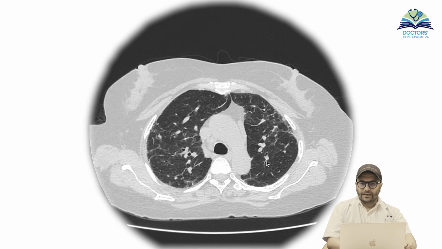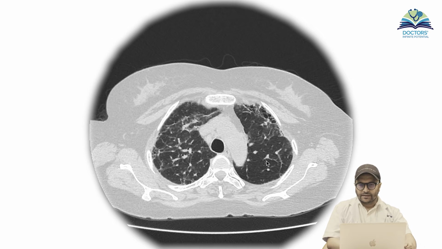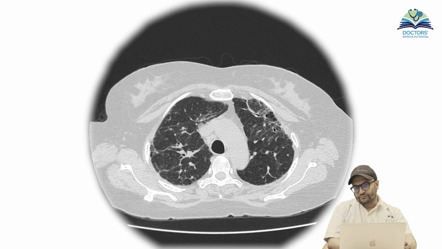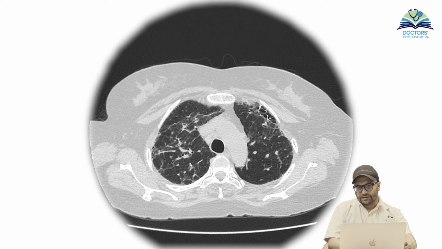So these are bilateral upper lobes. There is reticulation, but compared to the lower lobe, there is a minimal area of reticulation and minimal area of honeycombing. These are the honeycombing in bilateral upper lobe. These are the reticulation.